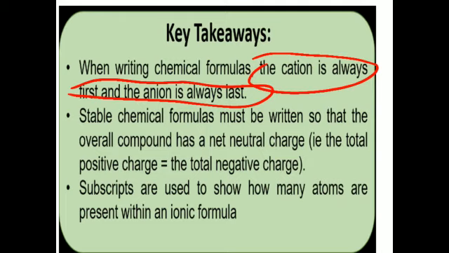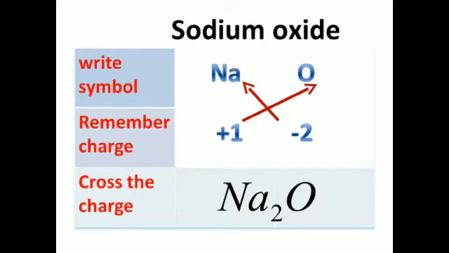Okay, whatever formula we are going to write, we have to make it net neutral. Means after placing all the elements with their charges, their overall charge must be 0 or neutral. Then we have to show the number of atoms of each element present in that unit with the help of subscripts. I'm helping you in writing the formula now.